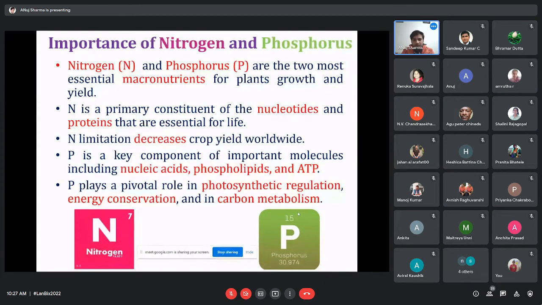Now the importance: we know how important nitrogen and phosphorus are for plant growth and development. These are basically the two most essential macronutrients for the plant's stable growth, and components of important molecules like nucleic acids, phospholipids, and ATP.